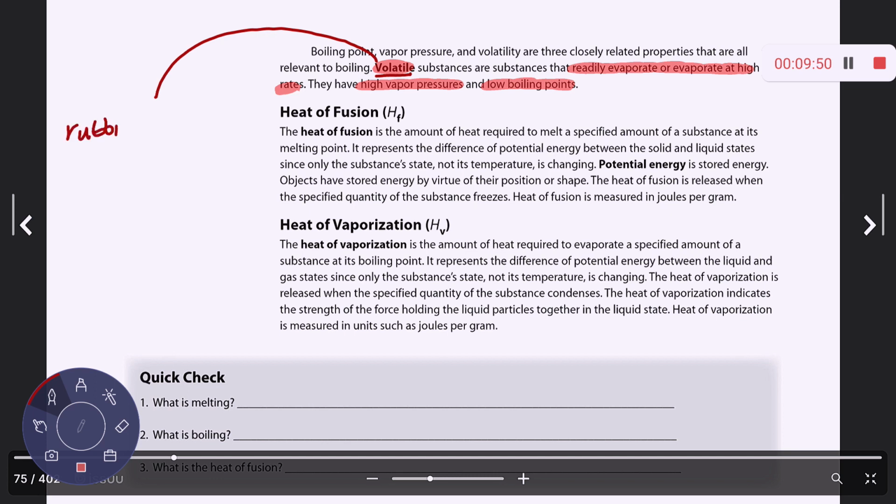So let me give you some examples of volatile substances. Things that you can put on your skin that evaporate right away and generally feel cool would be volatile. So rubbing alcohol or acetone, which is in nail polish remover, and then gasoline are good examples of volatile substances. Okay.